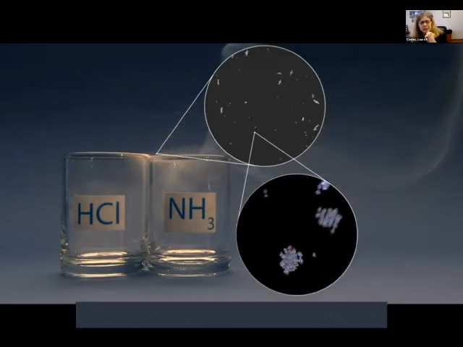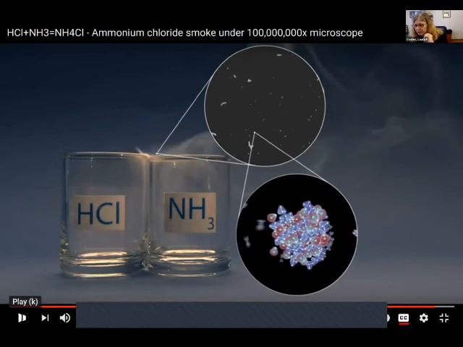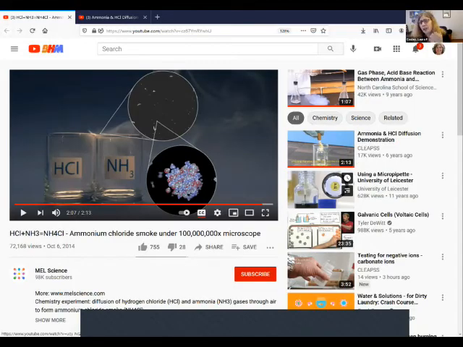All right, I think that's enough. Okay, so that talks about how if you have ammonia and you have HCl gases and they come together, they're going to form this white, smoky looking stuff that's really solid ammonium chloride.